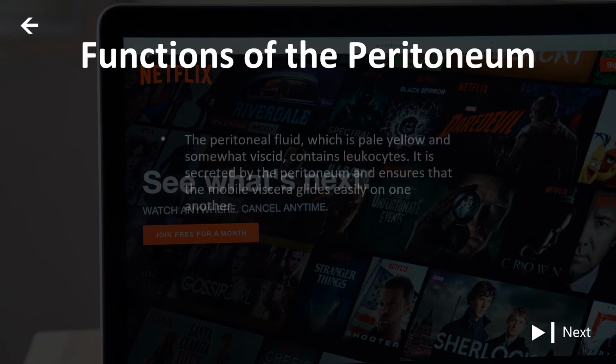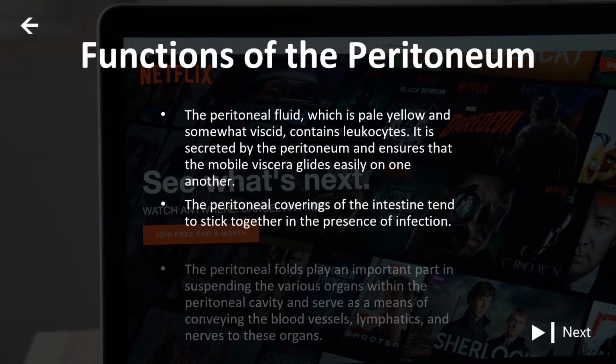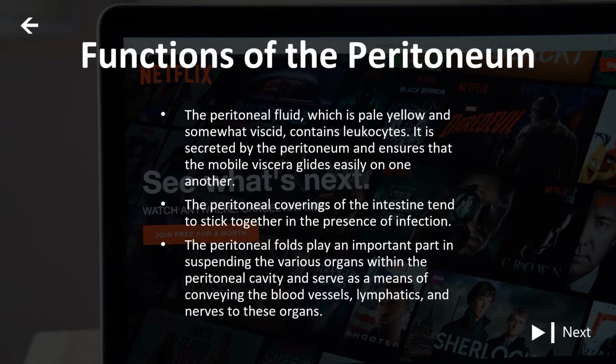Functions of the peritoneum. As a result of the movements of the diaphragm and the abdominal muscles, together with the peristaltic movements of the intestinal tract, the peritoneal fluid is not static. Experimental evidence has shown that particulate matter introduced into the lower part of the peritoneal cavity reaches the subphrenic peritoneal spaces rapidly, whatever the position of the body.